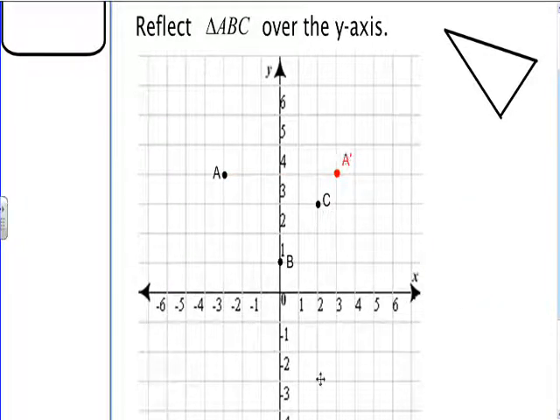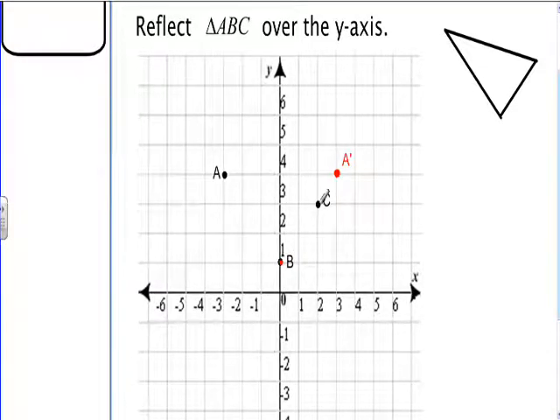All right, so here's A prime. Well, what about point B? If we took point B and reflected it over the y-axis, it wouldn't move at all because B is already on the y-axis. So it's 0 units away from the y-axis, so it's going to stay right on that reflection line.